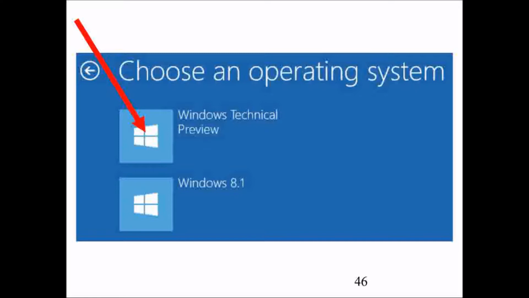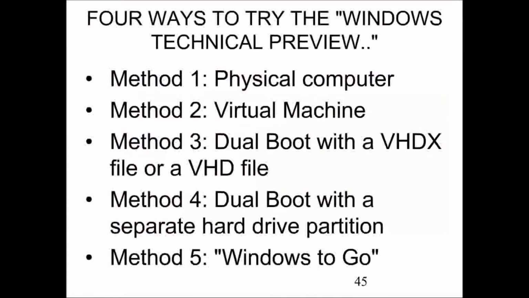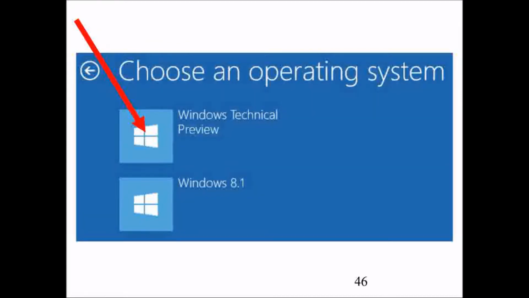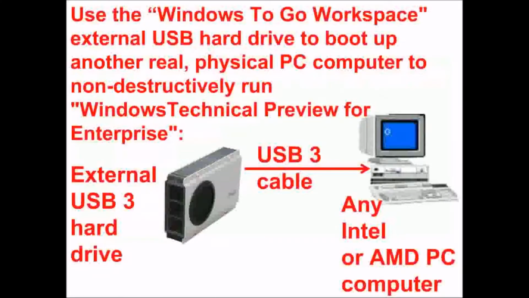Okay, if you install it to dual boot, method three or four, you end up at this menu when you power up your computer, and you pick what you want. In this case, I have installed into this computer a copy of Windows Technical Preview, and it already had a copy of Windows 8.1, so when it starts up, I have a choice. I can either have Microsoft log my keystrokes and learn about Windows, the future of Windows 10, or I can go to this good old safe old Windows 8.1.